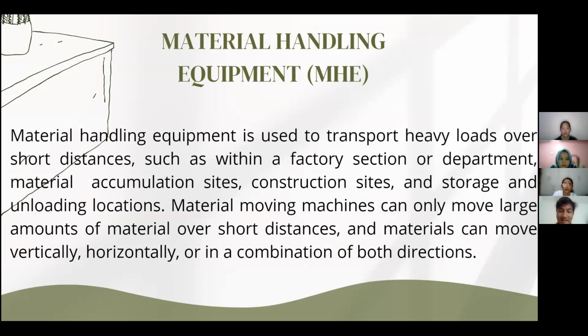Material handling equipment is used to transport heavy loads over short distances, such as within a factory section or department, material accumulation site, construction site, and storage and unloading locations. Material moving machines can only move large amounts of material over short distances, and material can move vertically, horizontally, or in a combination of both directions. Next.